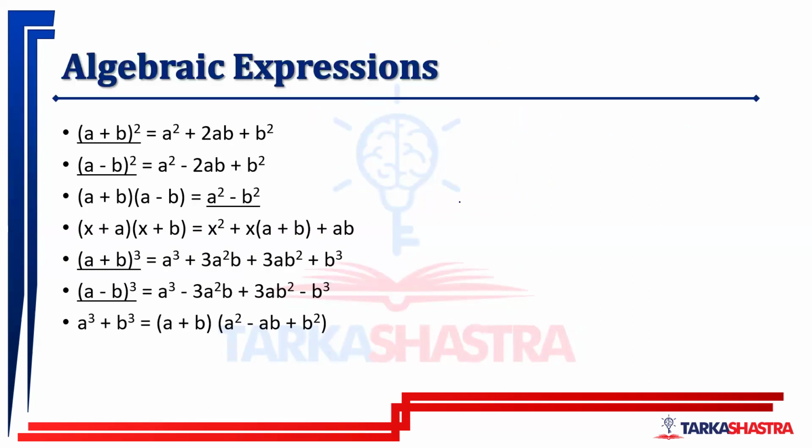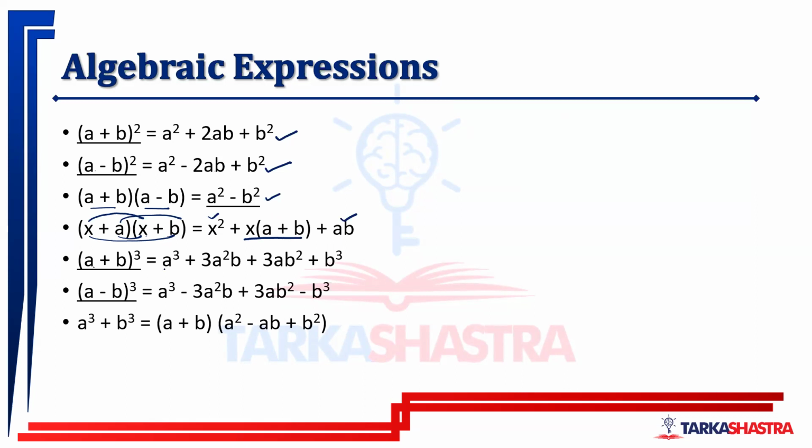So, algebraic expressions, a plus b whole square is a square plus 2ab plus b square. Correct? We know this. A minus b whole square is a square minus 2ab plus b square. Then a plus b into a minus b is a square minus b square. Then x plus a into x plus b is what? This is x square, this is x into b plus x into a, that is x common a plus b, and then ab.